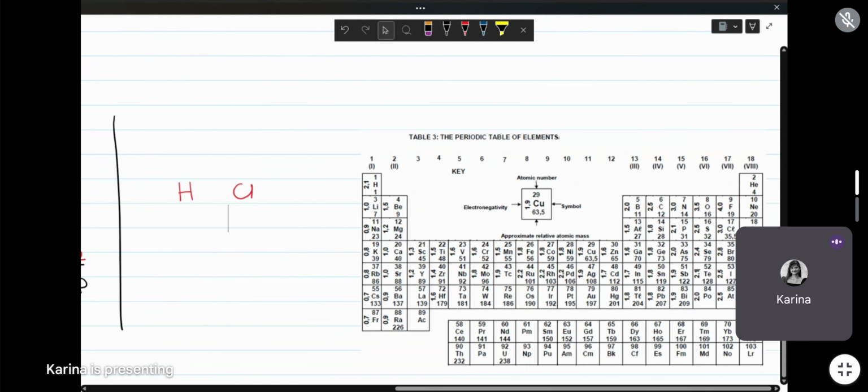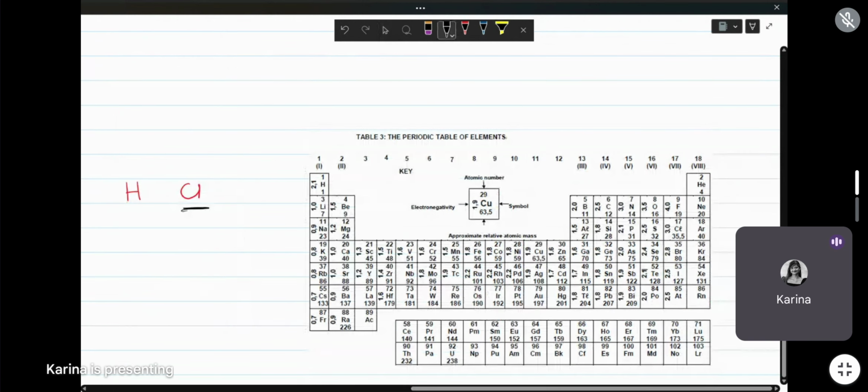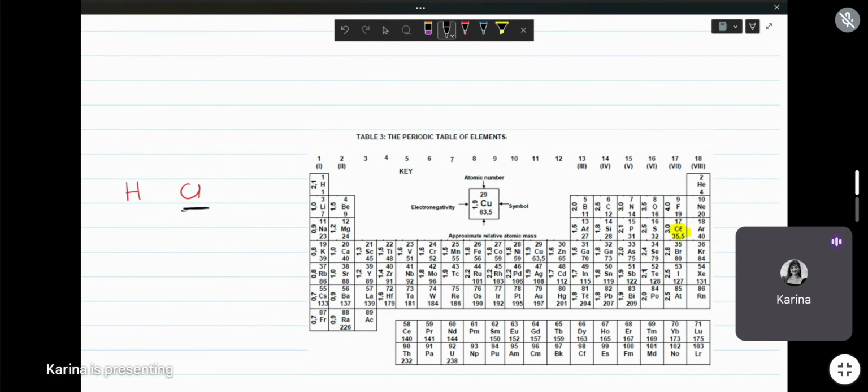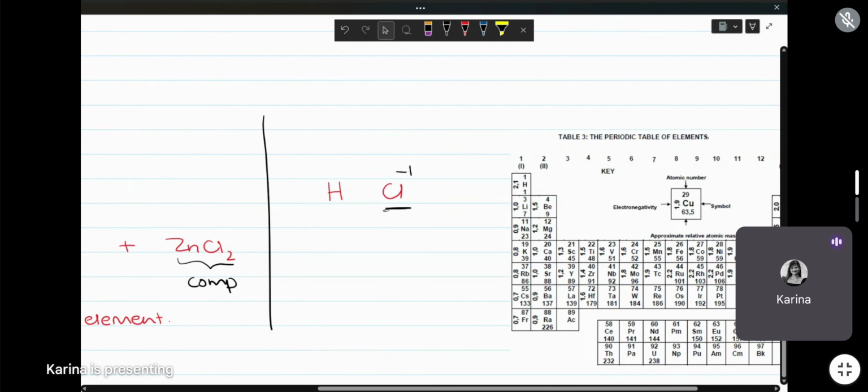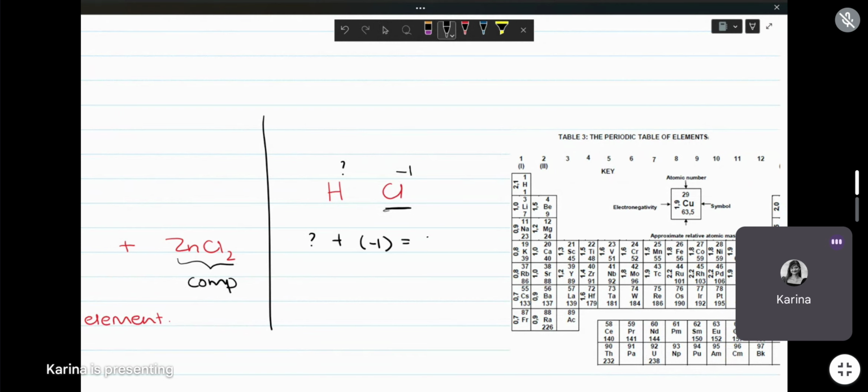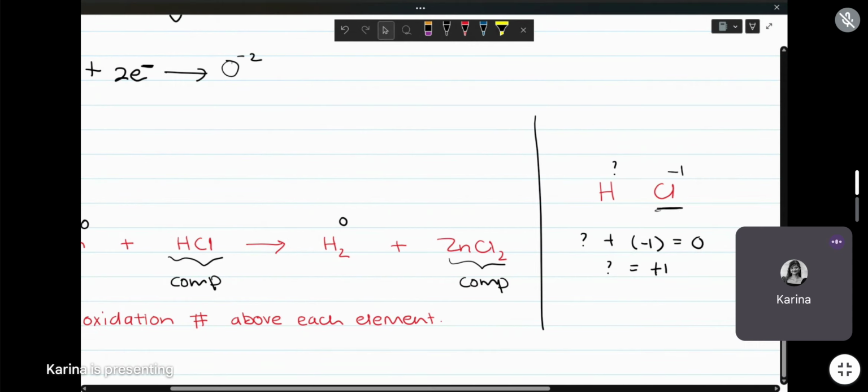Okay, if we look at our periodic table, we're looking for chlorine. We always start off with the one on the right-hand side. So if we look for chlorine, remember our rules from our periodic table. This is 0, -1, -2, and so forth. So chlorine is going to be -1. We know if we add both numbers, whatever that is, it must give us 0, because it's a neutral compound. So that unknown is going to be +1. So we can therefore write down, we've got -1 and +1.